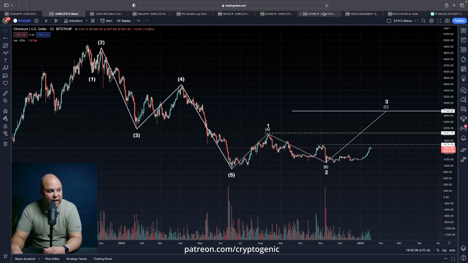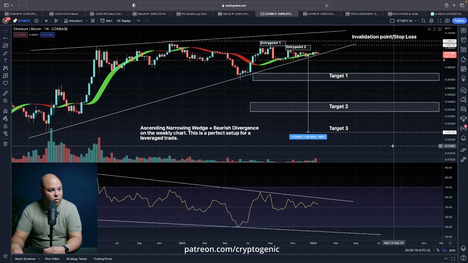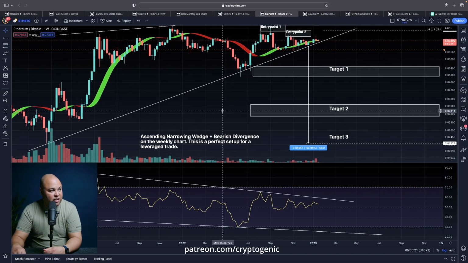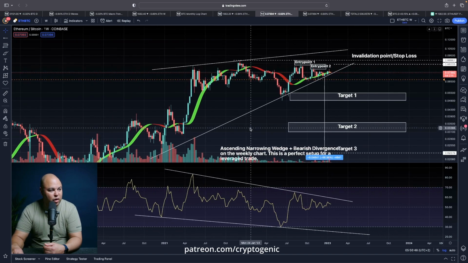Now, if we take a look at the Ethereum BTC chart, this is Ethereum versus Bitcoin. What I see is that it's in an ascending narrowing wedge, and there's strong bearish divergence in the RSI, which means that Ethereum is telegraphing an eventual breakdown against Bitcoin. Meaning this is the wind up for the next bull run. And when the next bull run happens, Bitcoin will go first. That's always how it happens. This chart is showing us that wind up is already in play.